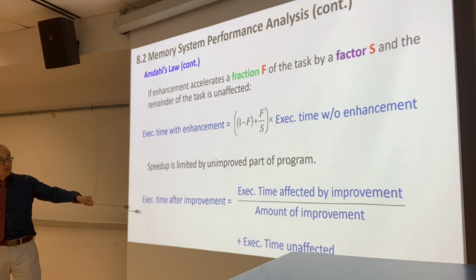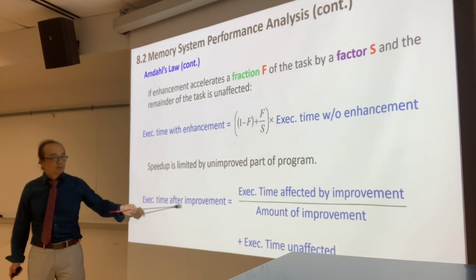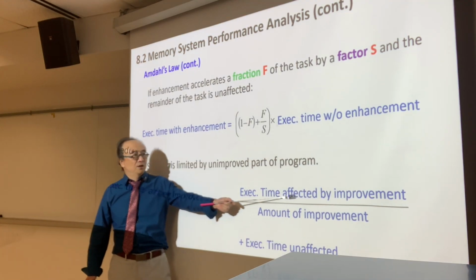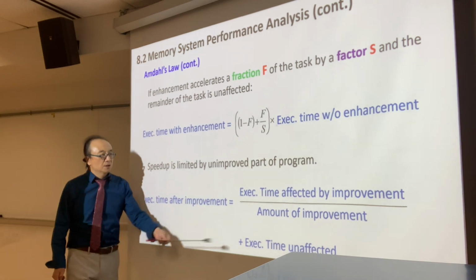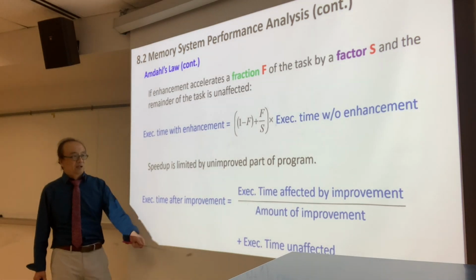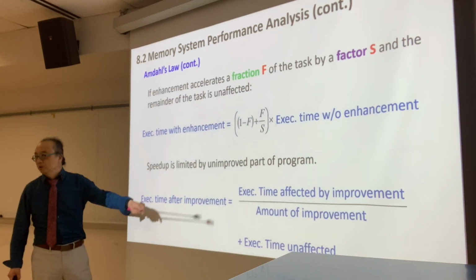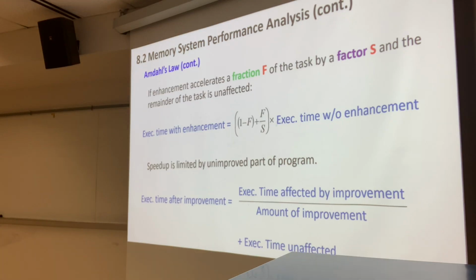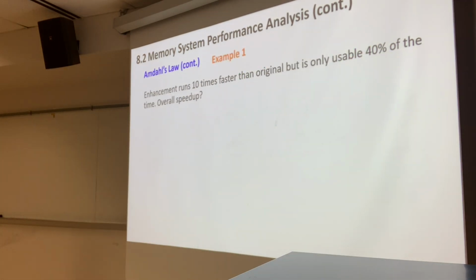And then one more equation I want you to write down. Execution time after improvement equals execution time affected by improvement over amount of improvement, plus execution time unaffected. Some portion of the computer is not going to be affected by any improvement. That execution time, we need to keep it there. Only for some portion do we need to use the improvement formula. Yes? This plus this. Okay? So let's do the first example.